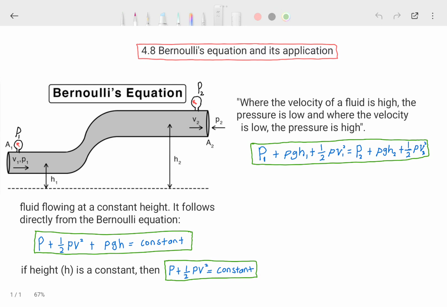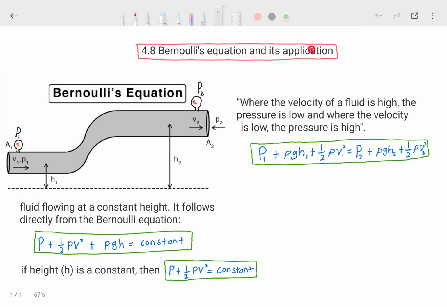Hello everyone, welcome back to PHY 210, Chapter 4, Fluids. Let's continue our lesson on the 4.8 subtopic entitled Bernoulli equation and its application.